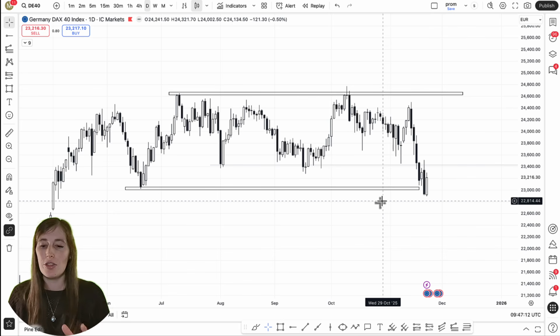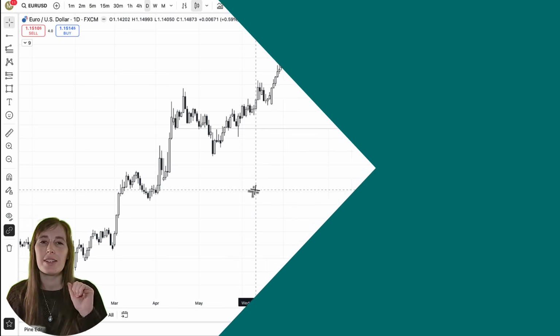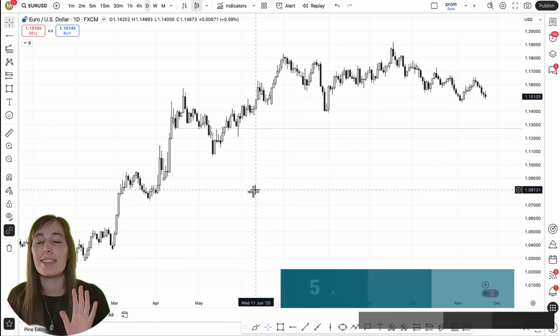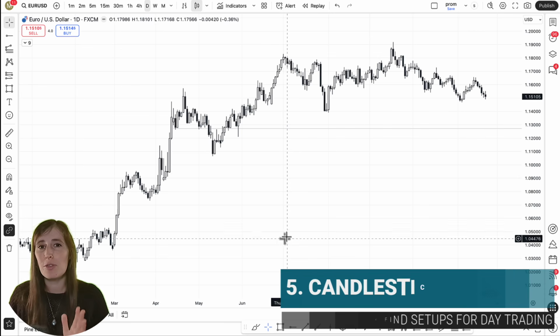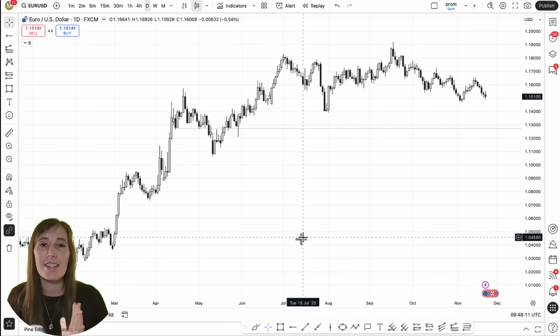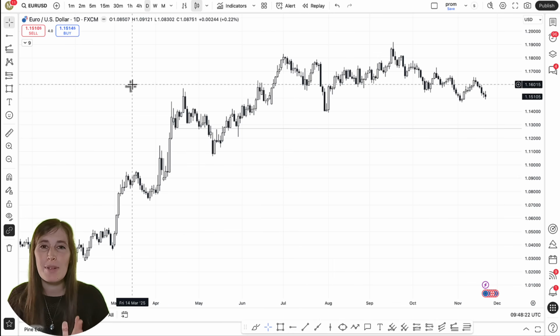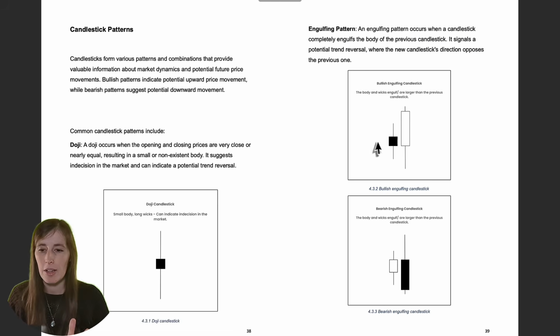This is another area of confluence that you can use in addition to your usual technical analysis to help you to find setups for day trading. Tip number 5 is to utilize candlestick patterns. Candlestick patterns are a useful tool to help you to identify market sentiment as well as potential reversals.